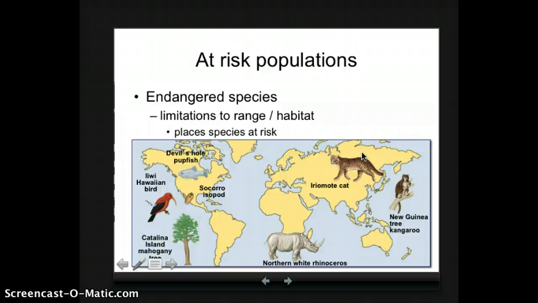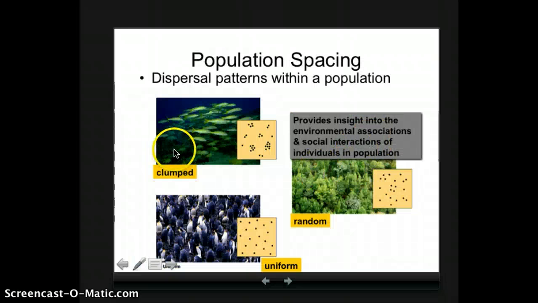Now, getting back to locally, how they're dispersed within that area, we get into what's called dispersion or population spacing. So here we can see that in the patterns within a population and how they're arranged in space, three basic patterns emerge. One is clumped, random, and uniform. And what's really cool is that the variations that occur here give us a nice insight into the interactions that these organisms have with their environment and the social interactions of the individuals within that population.